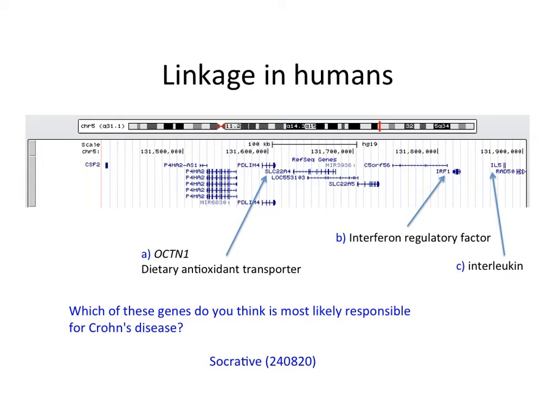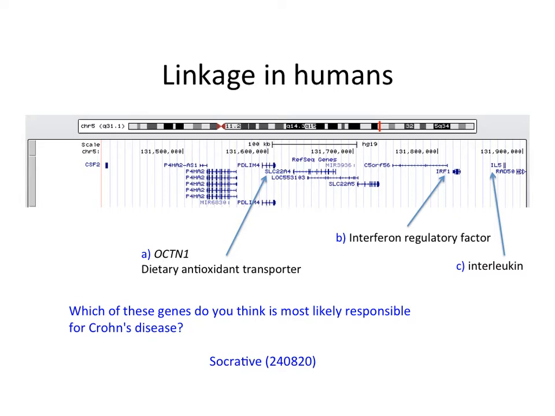So for those of you that are still working on the quiz, you better finish now, because I'm going to turn that off and actually keep working. Let's do a show of hands. We don't need to use technology all the time, right? Who thinks that OCTN1 is the most likely candidate for causing a gastrointestinal disease? 1, 2, 3, 4, 5. Okay, what about IRF, interferon regulatory factors? What's interferon? You're right, it's an immune system related protein. Okay, what about interleukin? Okay, so 5 of you have a guess.